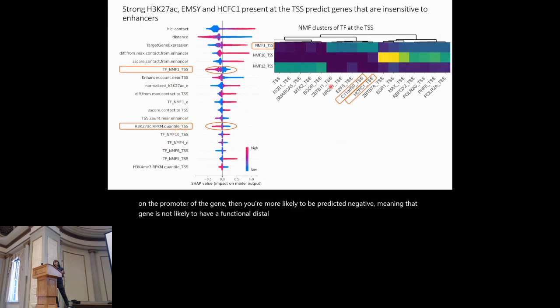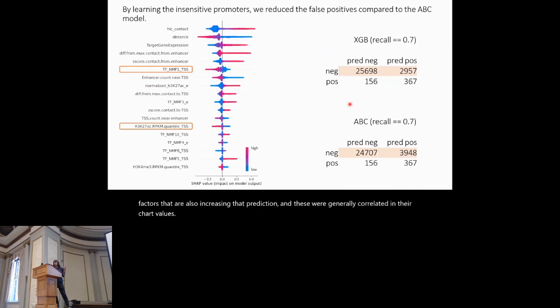And there are a couple of transcription factors that are also increasing that prediction, and these were generally correlated in their SHAP values. And that's kind of the reason why you see higher performance for our XGBoost model compared to the ABC model. You see that predicting positives are generally not very different between the two models. But if you look at the false positives, we have a much reduced false positive rate because we're able to predict the insensitive genes.